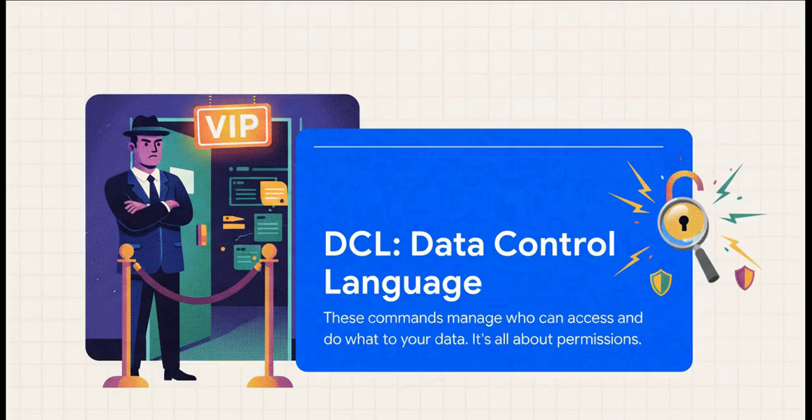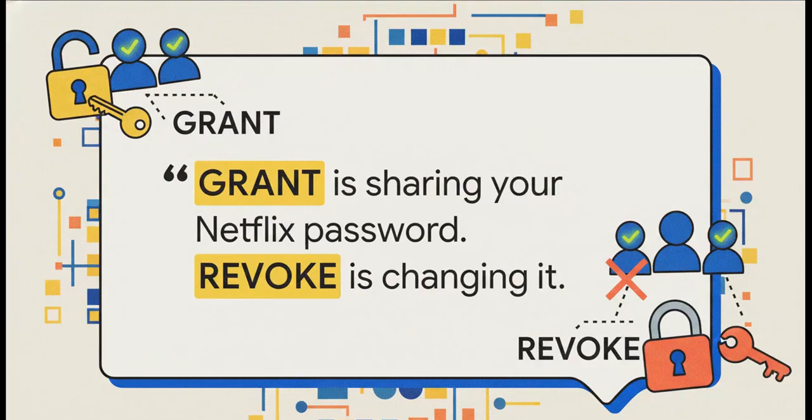And that brings us to the final piece of the puzzle, DCL, Data Control Language. Now, this isn't about the data or the structure anymore. This is all about security. DCL is basically the bouncer at the club door, deciding who gets in and what they're allowed to do once they're inside. And this analogy is just perfect for today's world. The grant command, that's you sharing your Netflix password with a friend. They now have access. Revoke, that's you changing the password when you want to kick them off your account. Access denied. Simple as that.